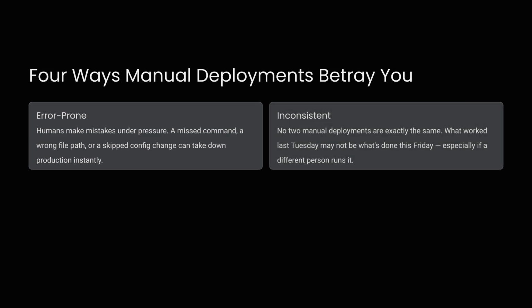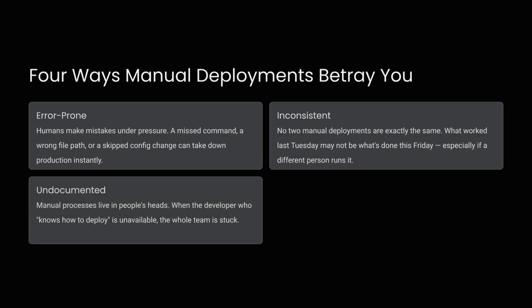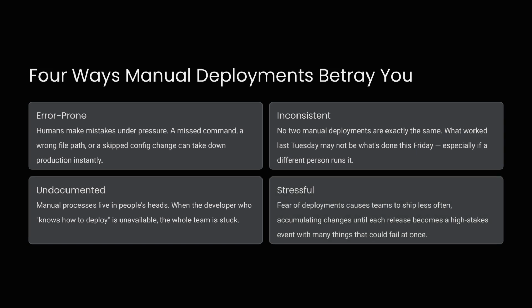Manual deployments are error-prone because humans make mistakes under pressure. They are inconsistent, since no two manual deployments are exactly the same. They are undocumented, meaning expertise is stuck in people's heads. Finally, they are stressful, leading to less frequent releases and high-stakes deployment events.